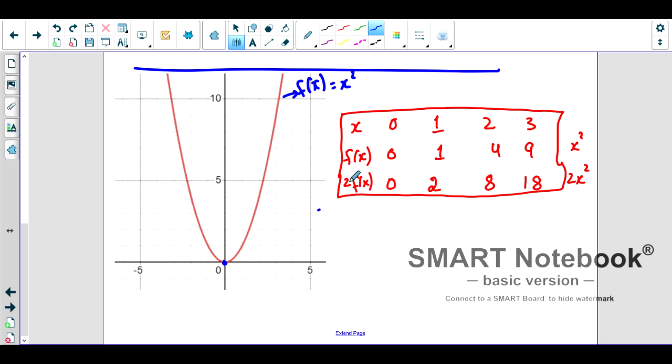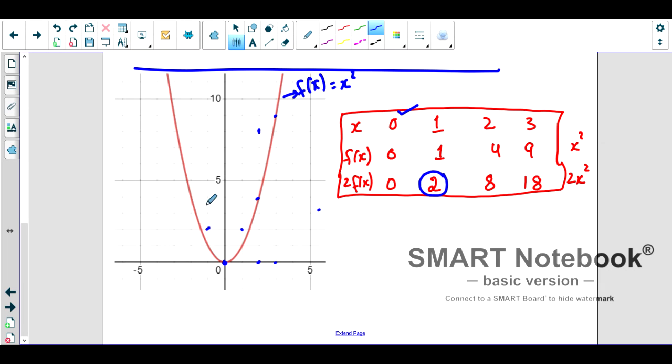Now see what is happening here. Before, when x is 0, it is 0. When it is 1, f of x is 1. But after multiplying it with a number, what happened? It became 2, like it went here. Before when x was 2, the y value was 4. Now what happened? When x is 2, the y value is 8. If before the value on 3 was 9, now on 3 the value is 18.